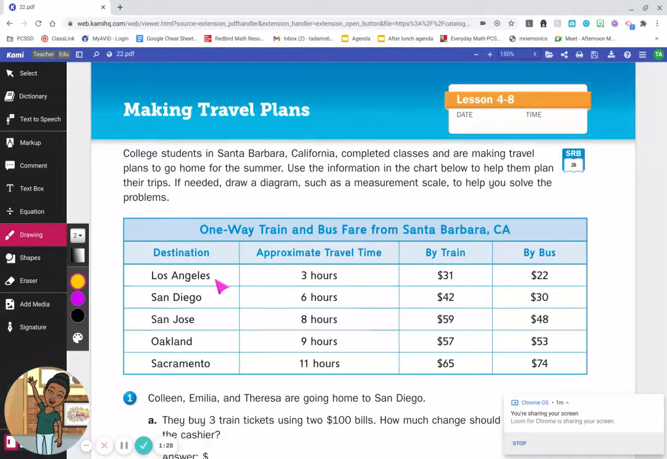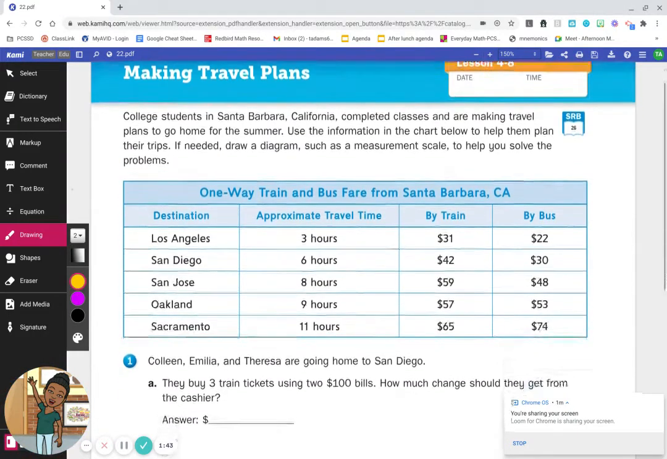Right away, I can see on this chart that I am going to have to convert or look at hours and dollars or money. So we're really going to have to pay attention to what the question is asking for as we read these word problems. Let's get started.